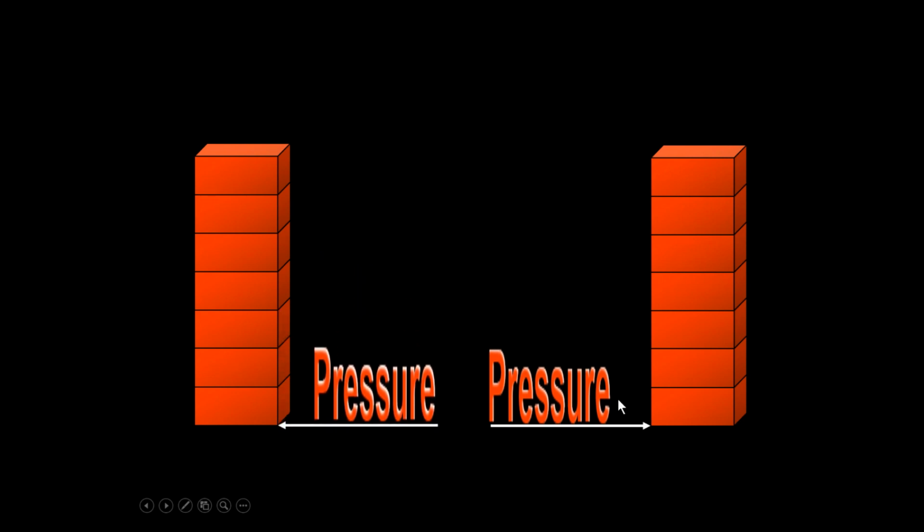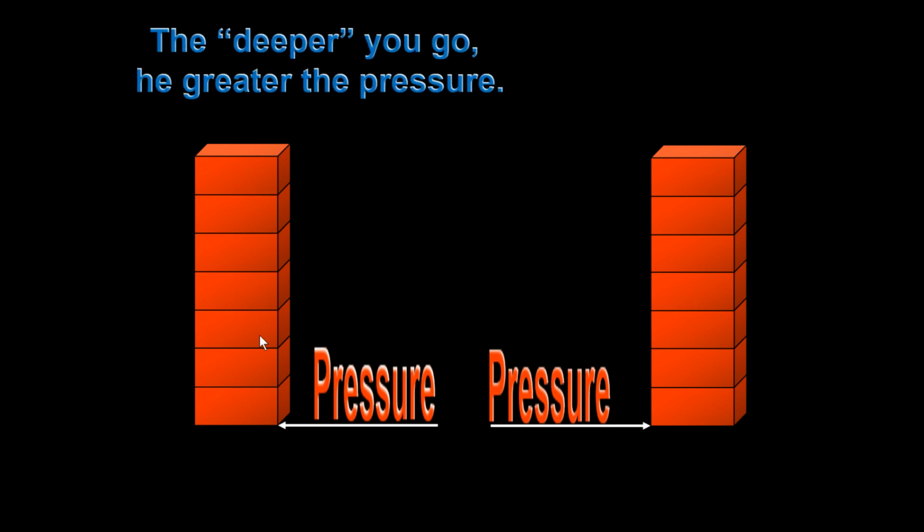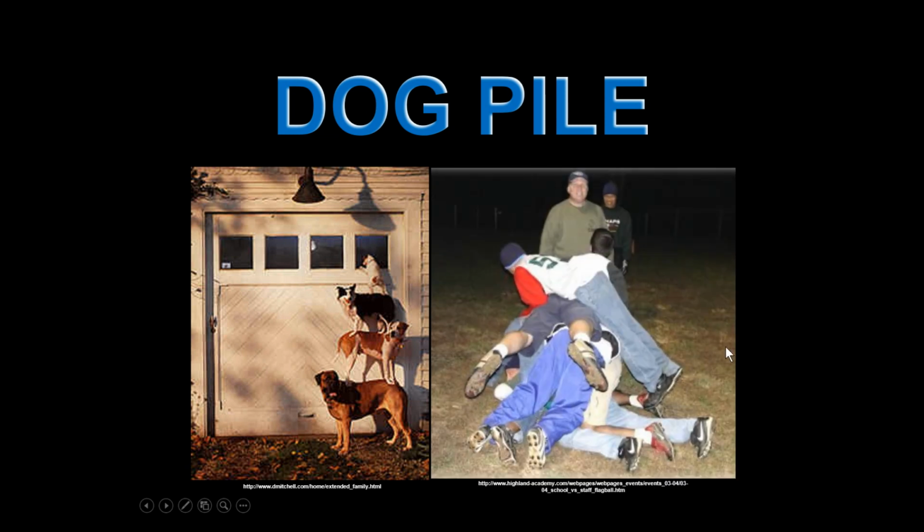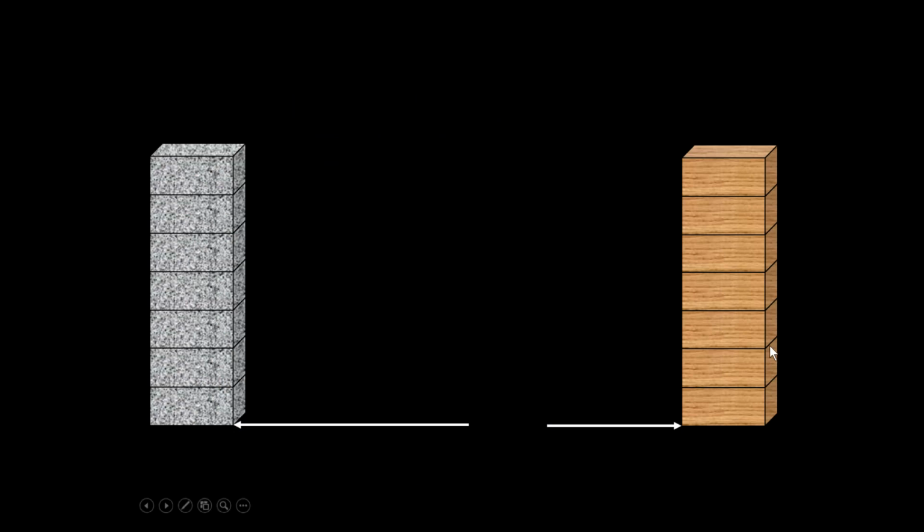So one variable that affects how much pressure you feel when you stack things on top of each other is depth. Just how deep you go. The deeper you go, the more stuff is stacked on top of you. You can think of a dog pile. It's hard to tell who's on the bottom. I'm not sure if it's the black cleats or the red cleats, but the guy on the bottom has the weight of all the people on top. This guy just has the weight of the one person on top. So the deeper you go, the more stuff is on top of you. All right, so depth is one variable.